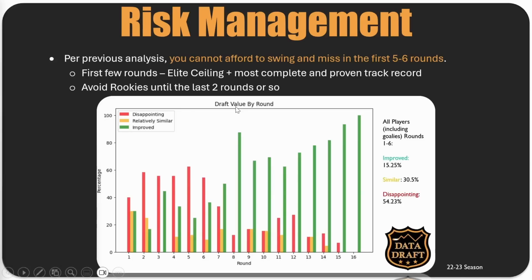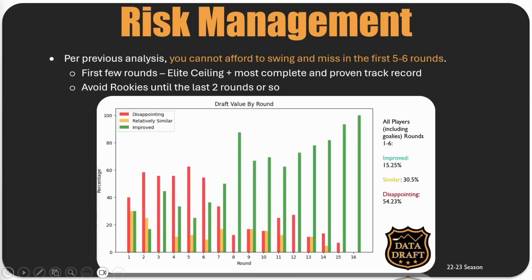So one of the things that I did, this was from 22-23, was look at whether players were relatively similar, disappointing, or improved based on their ADP and end rank. And 54.23% of the players taken in the first 6 rounds were relatively disappointing. While it's very difficult to improve in that range, because you're being taken very high and have to keep up a high level of play, there were a couple guys who improved on their first round rating, which is crazy. But as you go through this, you get a lot more disappointment.